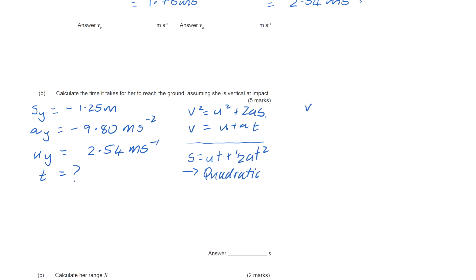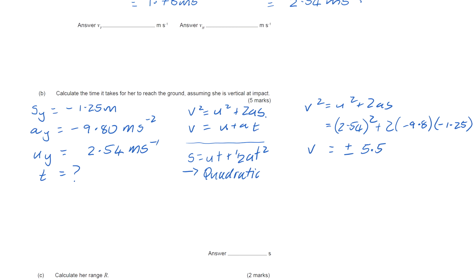All right, so let's go with v squared equals u squared plus 2as. I've got 2.54 squared plus 2 times minus 9.8 times minus 1.25. Do you see how important those minuses are? Now, if I pop that through my calculator, I'm looking for v, so I'm looking for the square root of that, and remember it can be plus or minus. So that turns out to be 5.56 meters per second.